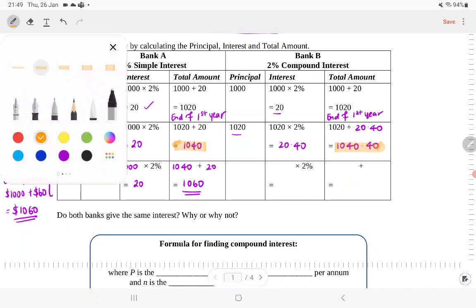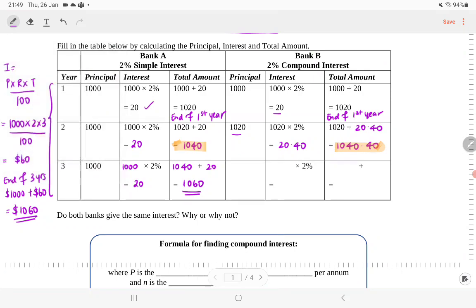Some of you might think, only 40 cents, what's the big deal? But let's see what happens the third year. So now I'm going to compound my principal value. The principal amount is going to be this, because this is what is left over in my bank. This is what I accumulated. So I will charge my interest based on this amount.